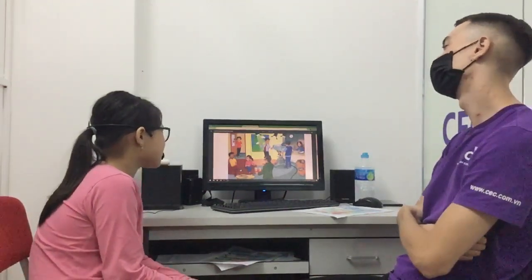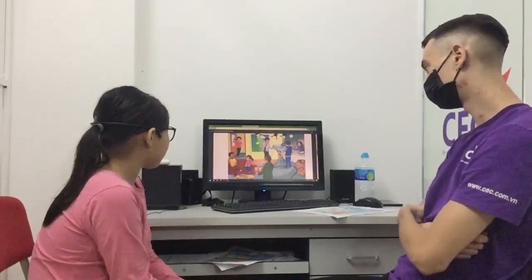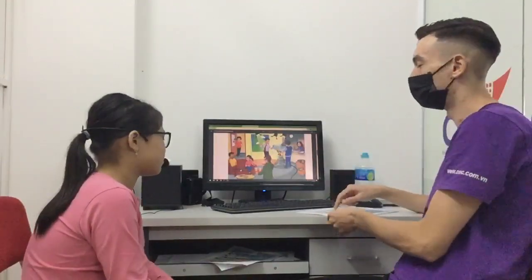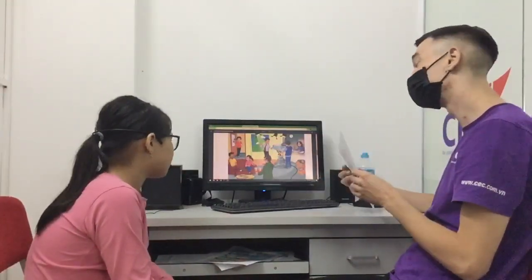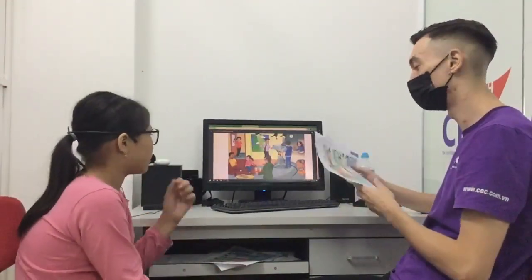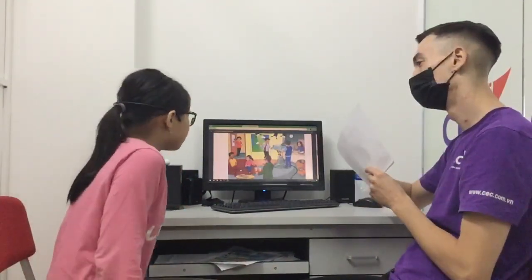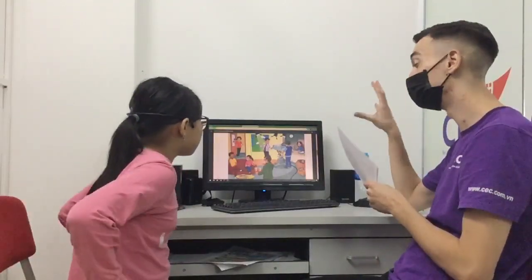Yes. So part one is finding the differences. We have two pictures. This one is yours, and this one on the paper is mine. The pictures are very similar, but some things in the picture are different. I'm going to say something about my picture. You need to say how your picture is different.